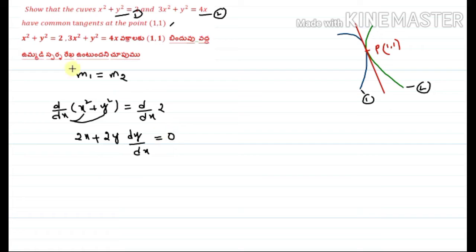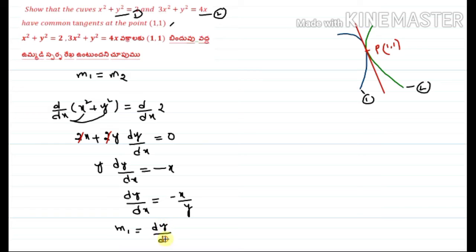Derivative of constant is 0. Again here 2 gets cancelled. From here we get y into dy by dx is equal to minus x, so dy by dx is equal to minus x by y. Now m1, the slope of the first curve, dy by dx at the point (1, 1) is given. So this is minus 1 by 1, which is equal to minus 1.